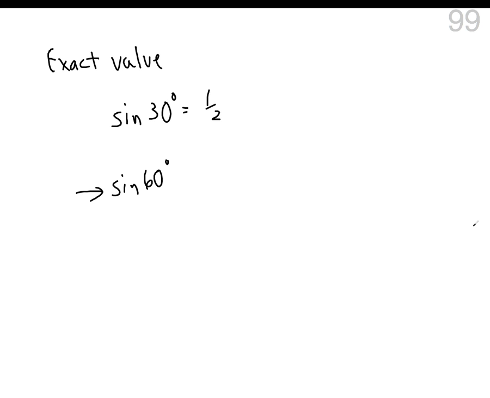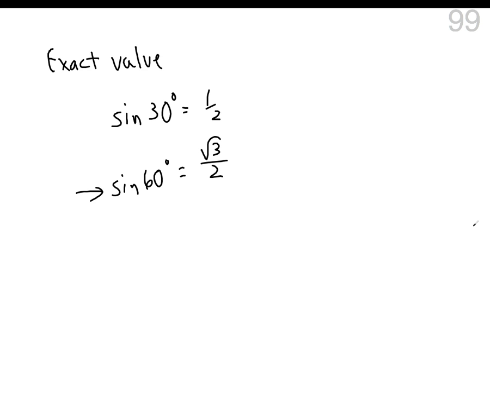Tommy? I got radical 3 over 2. You did. How do you type that in? It's the square root of 3, close parentheses, divided by 2. It's correct. All right, this will be fun. Where did you get that?